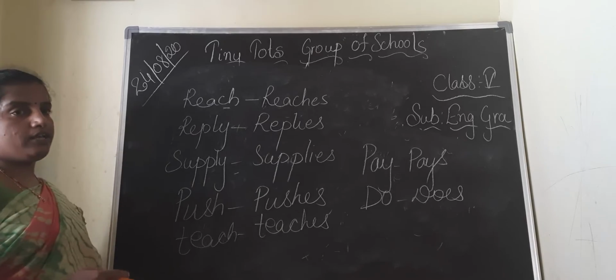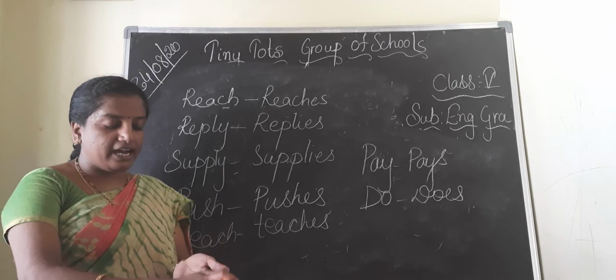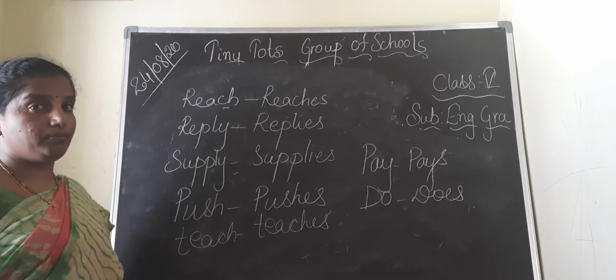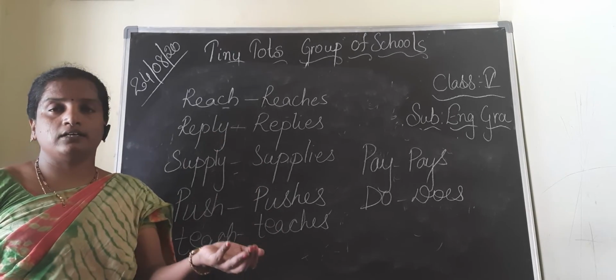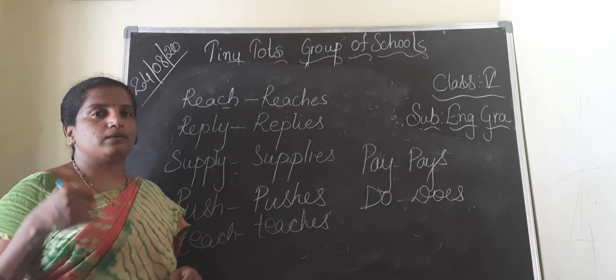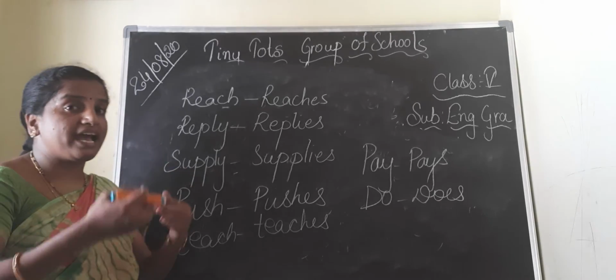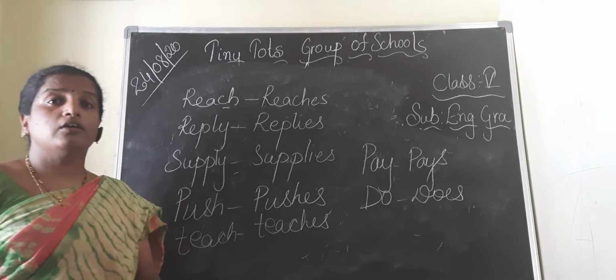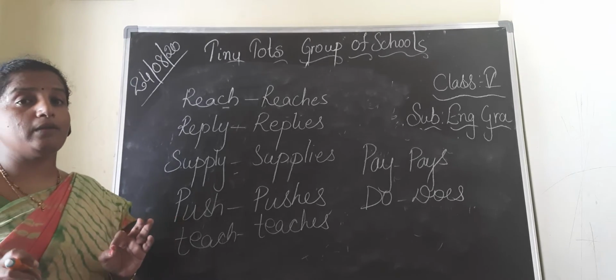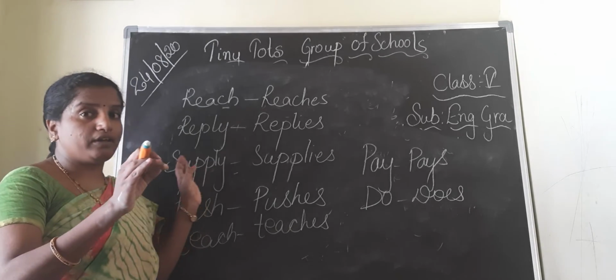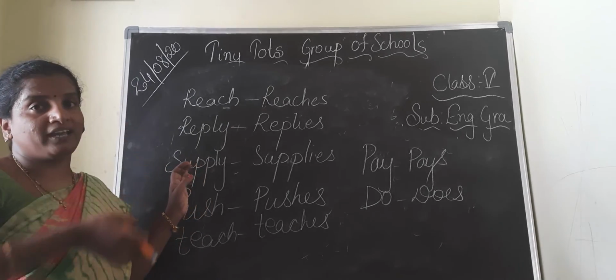Okay. Now in this way we can add S or ES to the verb forms, and we can change the singular subject into the plural subject and the plural into the singular, as well as the verb forms also we can change without any problem. If you know the verb forms correctly, easily you can write.